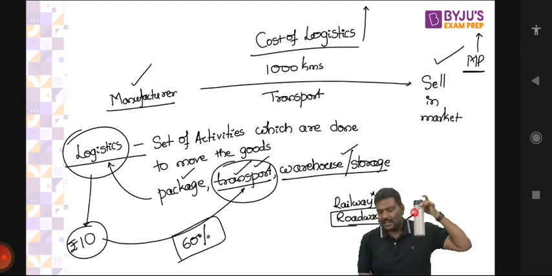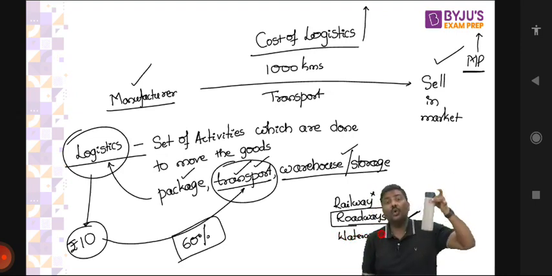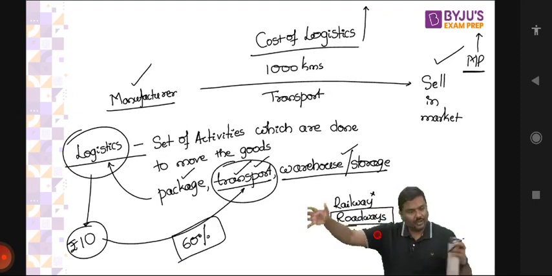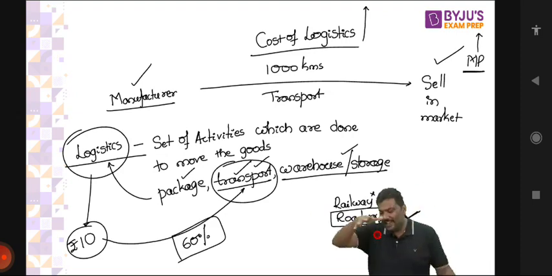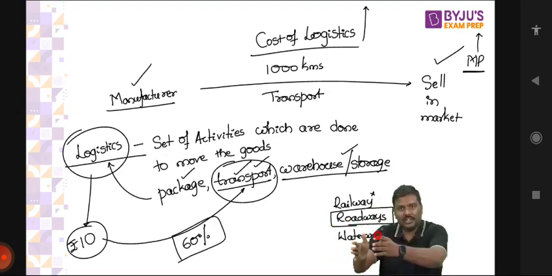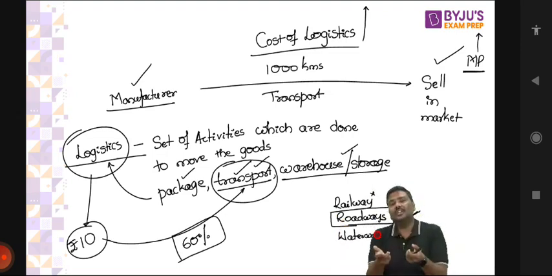I'll write one more here, waterways. You can also move the product through waterways. What is waterways? River is flowing. All of you know that river flows, right? Canal water is flowing. So what we can do is use the flow of water to move the goods. So we have different options. We have railways, we have roadways, we also have waterways.